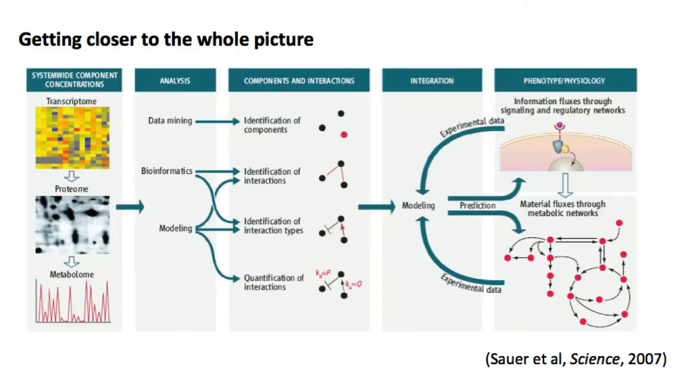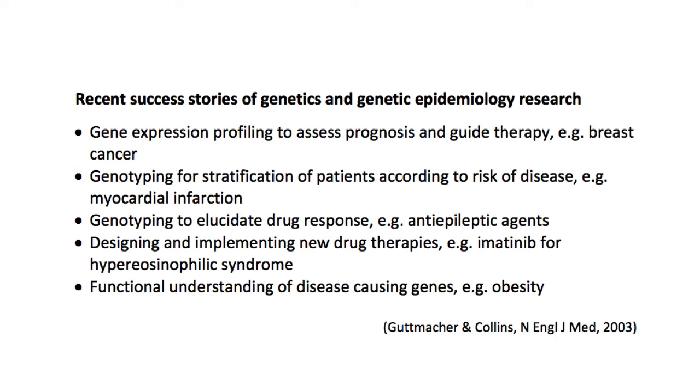So we hope with molecular and genetic epidemiology to learn more about the disease and the person at risk, and to get a closer overview of the whole picture of the genes, the interaction between genes, environment as well as the individuals. I have listed here recent stories of genetic and molecular epidemiological research: gene expression profiling, genotyping, as well as functional understanding of disease-causing genes in obesity.